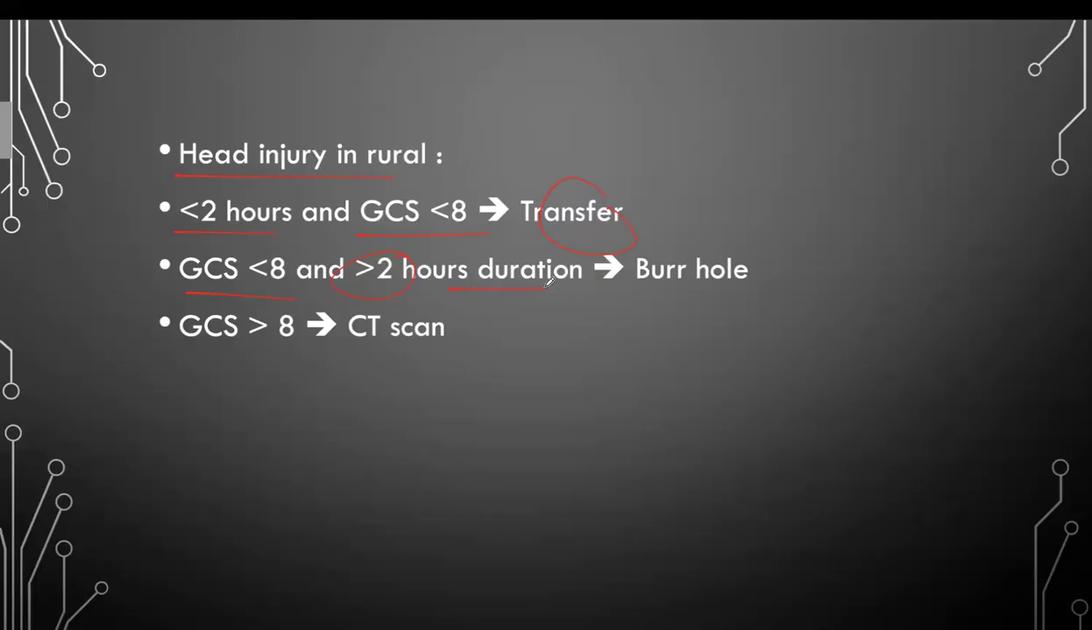But there are remote areas where it can take 6-7 hours for the patient to come to the tertiary hospital. In that situation, the only way to save this patient is to go for a burr hole operation to remove the bleeding from the intracranial area. But if GCS is more than 8, you can definitely start with a CAT scan first. So do a CAT scan, and if it shows the patient has intracranial hemorrhage, then think about sending the patient to the tertiary hospital after talking to the neurosurgeon.